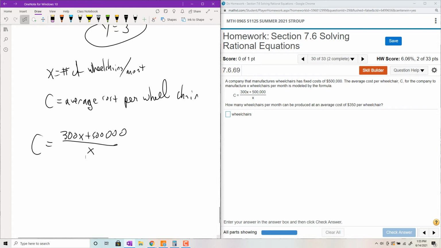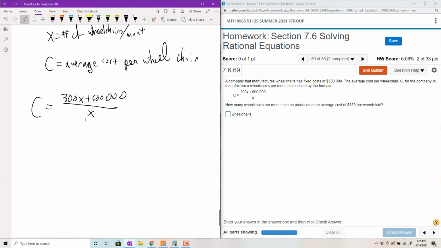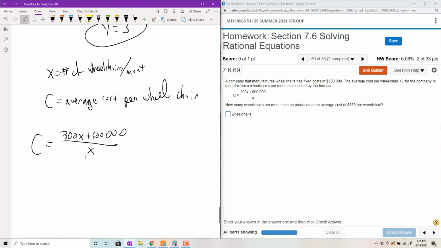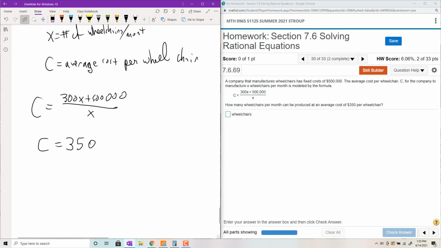How many wheelchairs per month can be produced at an average cost of $350 per wheelchair? Okay, so I'm going to put 350 in for C. So that's what they're saying. Average cost they're saying is 350. And then they want you to find X, the number of wheelchairs that can be produced for a month. So I'm going to plug 350 in for C. You just plug that in there, and then the other side stays the same.